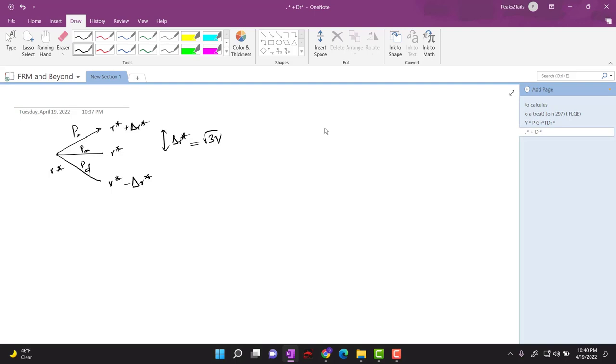Okay, and we found the expectation of delta R star. So this is a one step increment. Expectation of that was m R star, and the variance of this delta R star was V. All right.